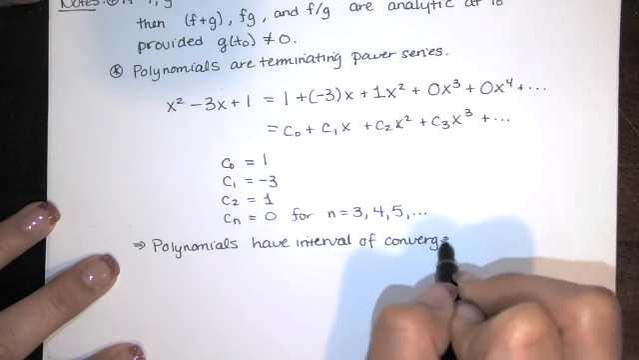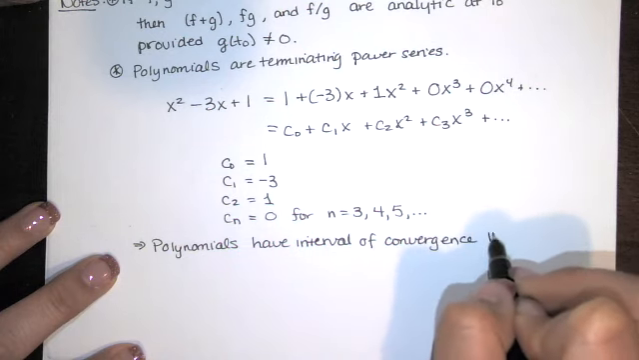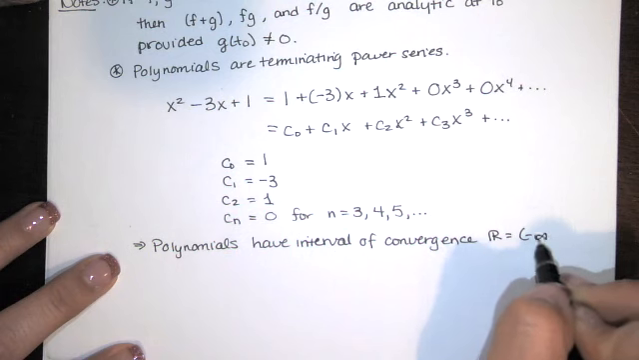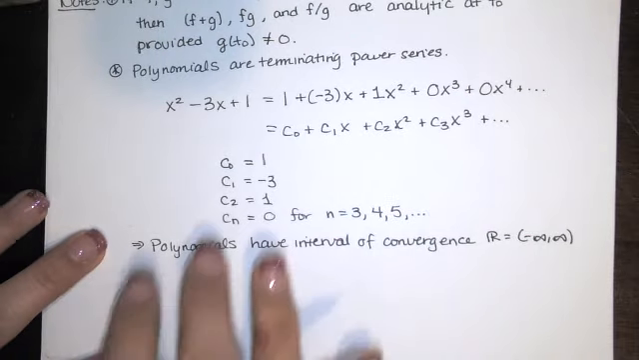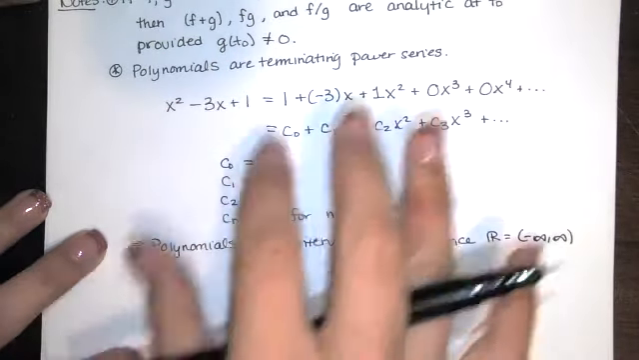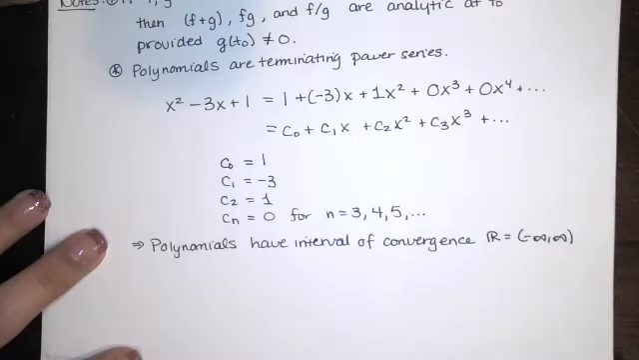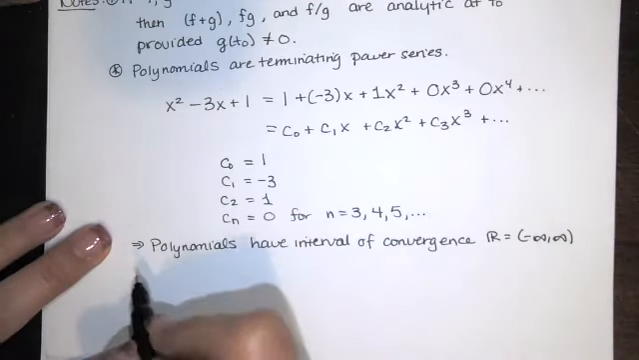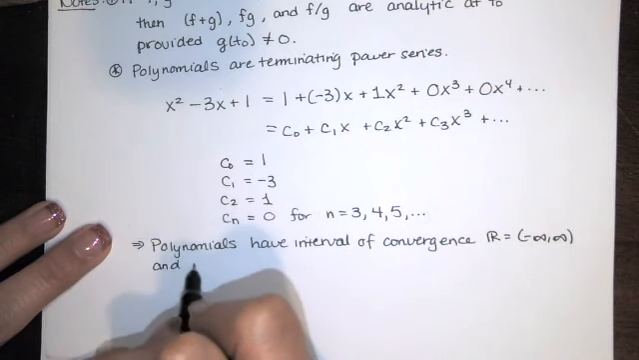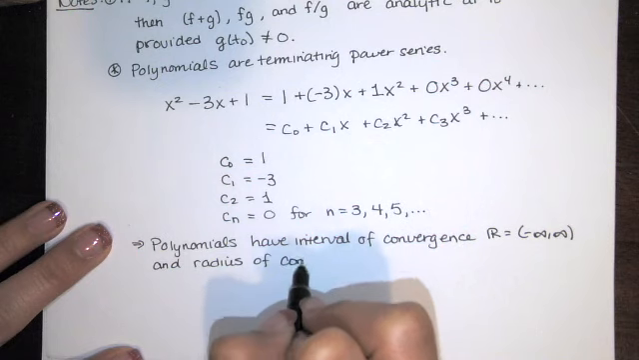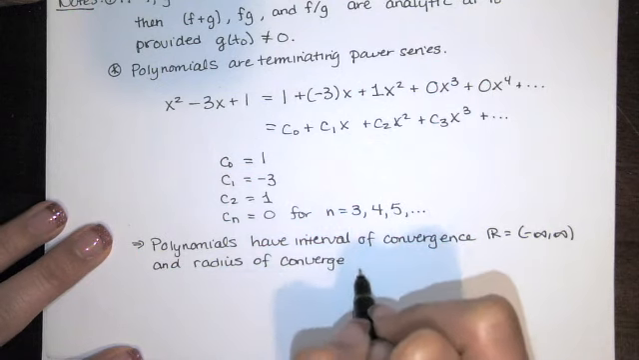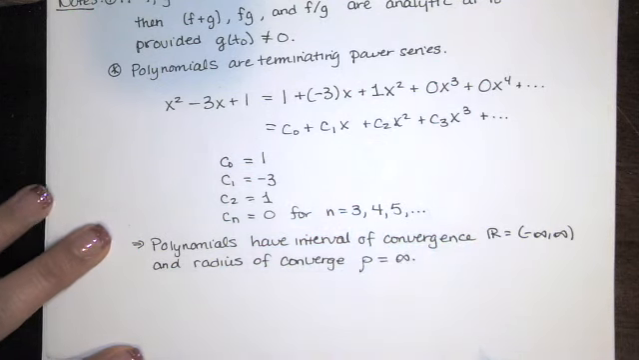And that's important to us because most of the coefficients that we'll be looking at in our differential equations will be polynomials. So we've got polynomials, they're terminating power series, which makes them analytic functions. And we know that they have an interval of convergence of all real numbers and a radius of convergence of rho equals infinity.